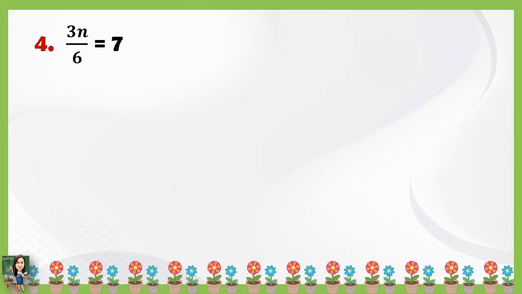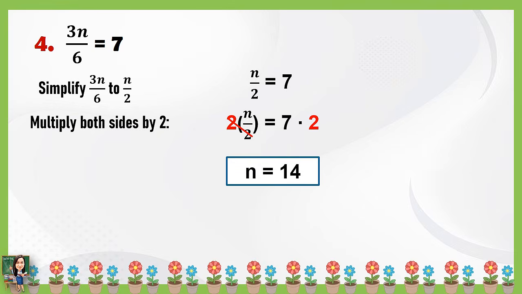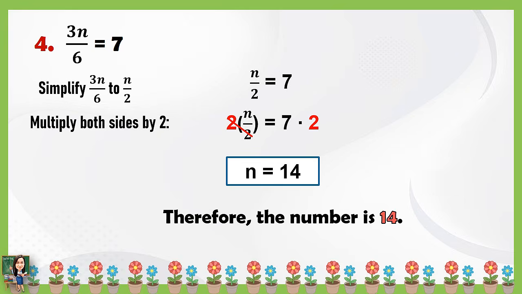Number 4. 3n over 6 equals 7. Simplify 3n over 6 to n over 2. So, n over 2 equals 7. Multiply both sides by 2. 2, open and close parenthesis, n over 2 equals 7 times 2. Cancel. Then multiply 7 times 2 equals 14. n equals 14. Therefore, the number is 14.